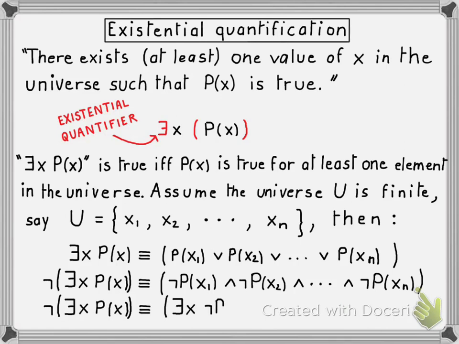Now, like we did in the previous segment for universal quantification, you should realize that this logical equality does not hold. In other words, to negate an existentially quantified proposition is not as easy as just moving the negation from the outside to the predicate inside of the expression.